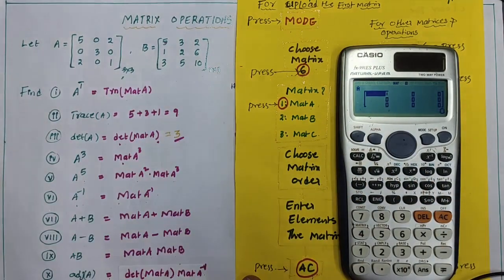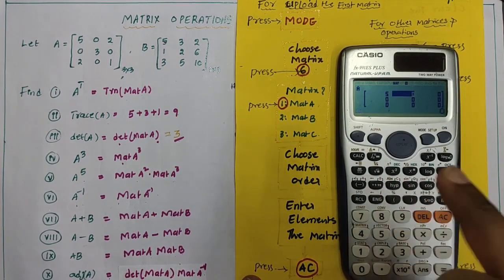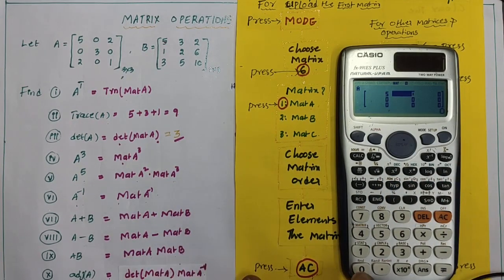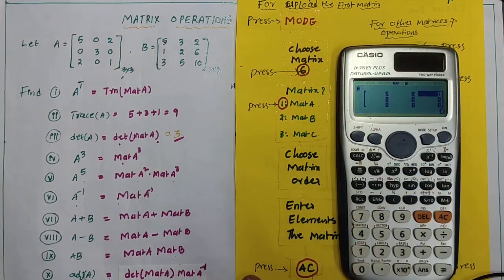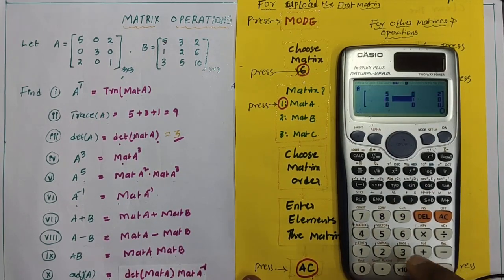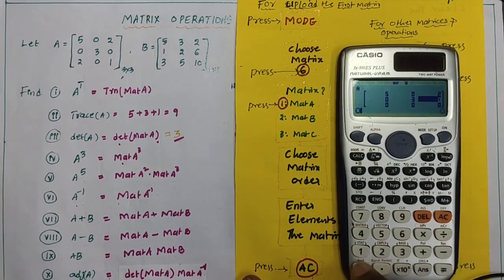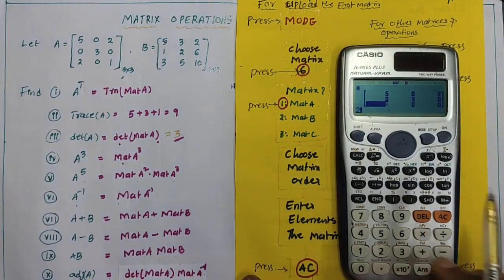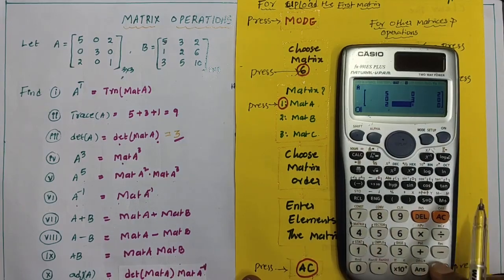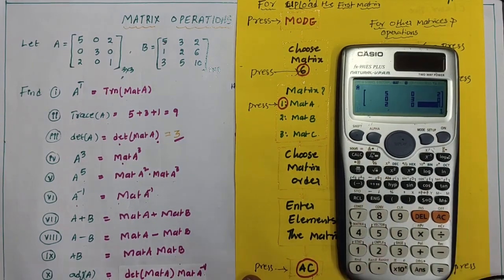First row elements 5, 0, 2. First I am pressing 5 and then the equal button, then the cursor goes to the next position. 0 equal. Now the cursor goes to the next position. 2 equal, 0 equal, 3 equal, 0 equal. The last row elements 2, 0, 1. 2 equal, 0 equal, 1 equal.